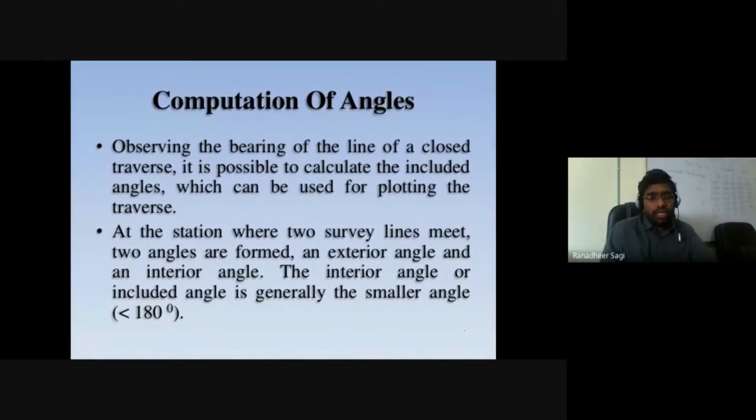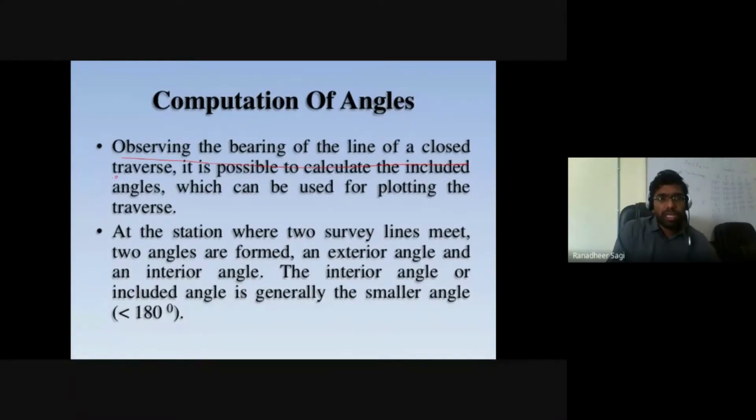So ultimately, how are we trying to calculate the angles between two lines if the bearings of those two lines are known? First, what we start doing is we'll try to understand what are the bearings of those respective lines that are forming your closed traverse.